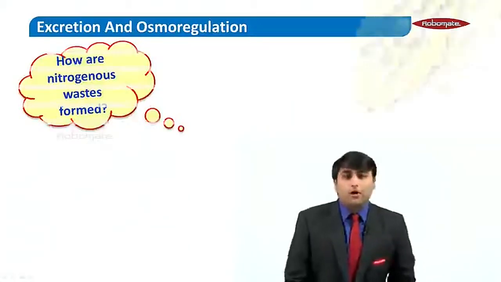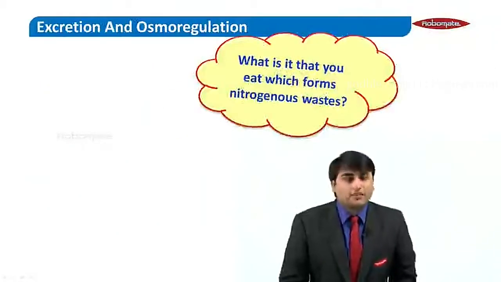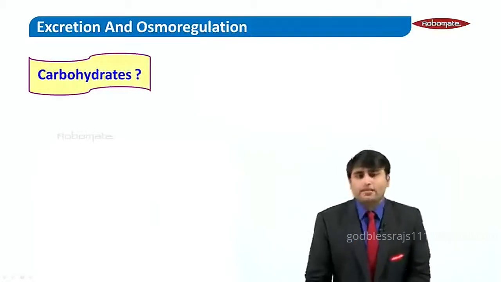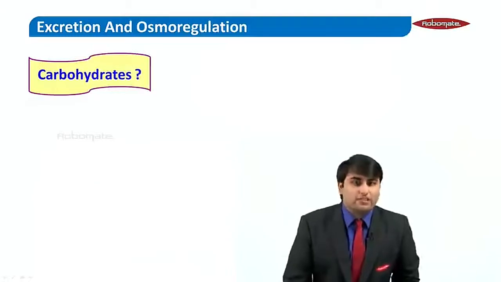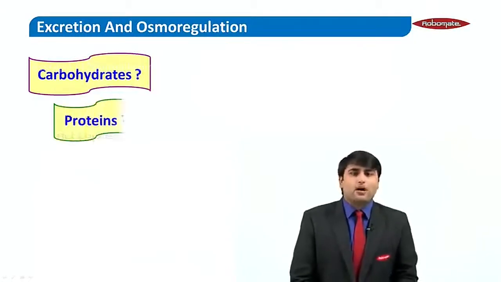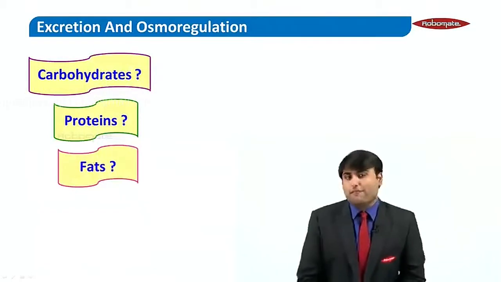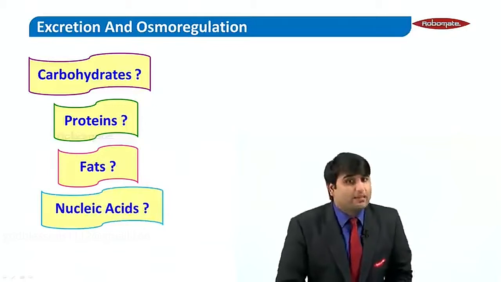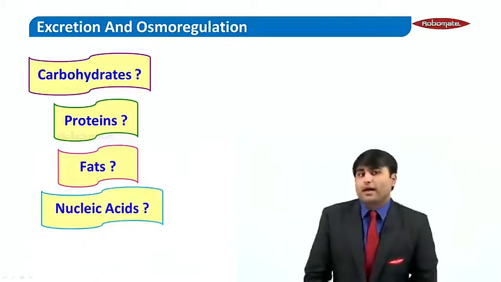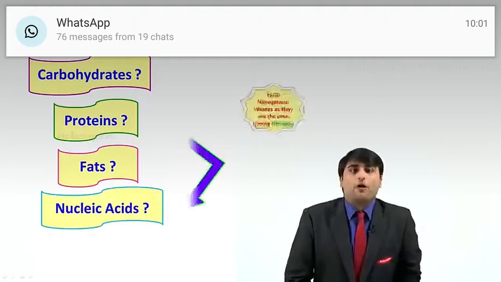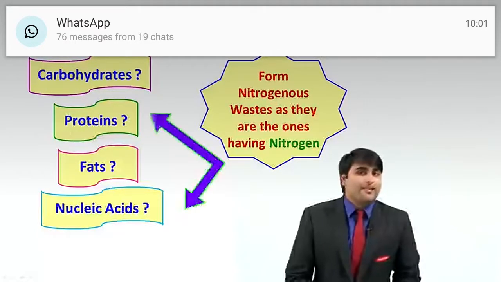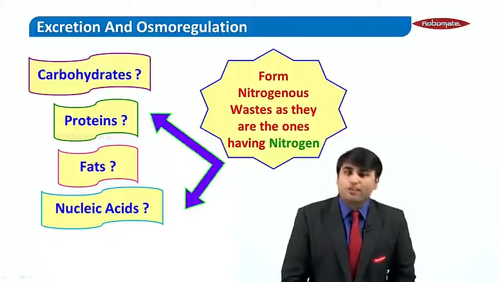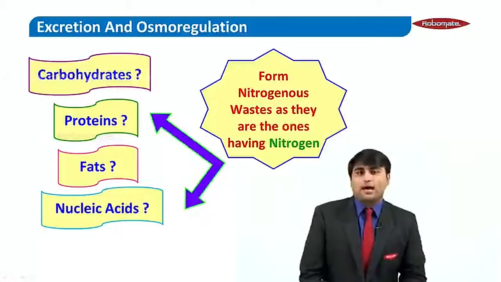are formed? Or what things do you eat from which these nitrogenous waste products are formed? Basically, we eat carbohydrates. So do you think that nitrogenous waste are obtained from carbohydrates? Or is it the proteins? Or is it the fats? Or is it the nucleic acid? So basically, if I am saying we are dealing with nitrogenous waste products, it would be formed from the elements which contain nitrogen. So basically proteins and nucleic acid are the products through which the nitrogenous waste products are formed.